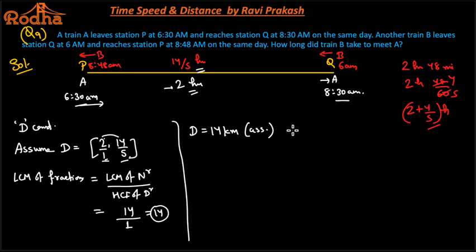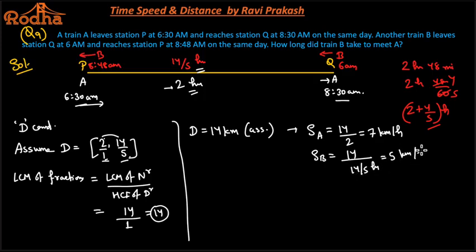If distance is 14 kilometer, what is the speed of A? Train A will be covering 14 kilometer in 2 hours, so speed should be 7 kilometer per hour. And train B should be covering 14 kilometer in 14 by 5 hours, that is equal to 5 kilometer per hour. Right? So now we got everything. We have distance, we have speeds right now, so we can operate this question.